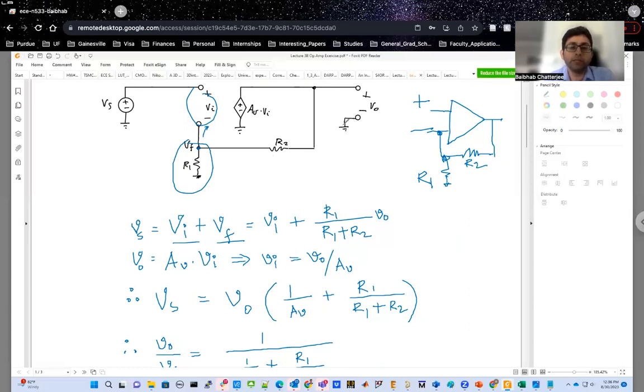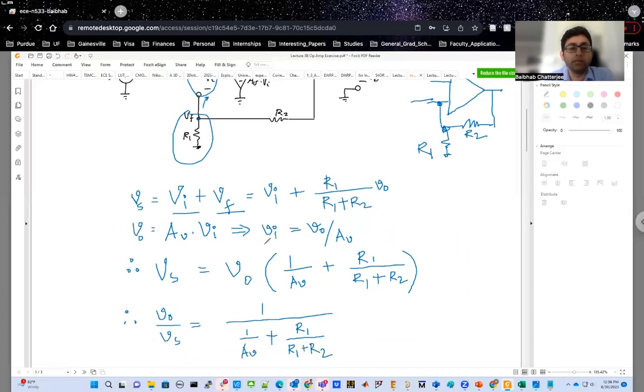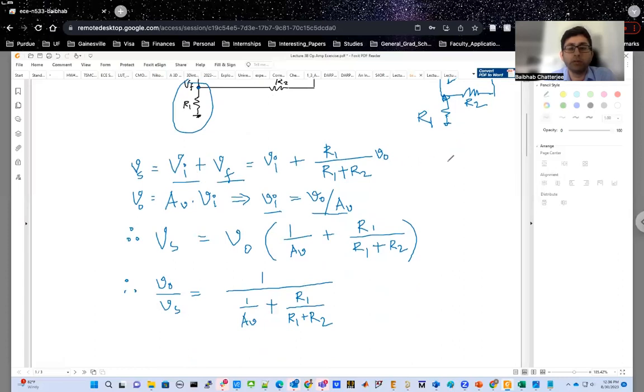Also, you can represent V0 as AV times Vi, because you see that these are the same points. So this terminal is exactly equal to this terminal, which is V0, and this voltage was AV times Vi. So from here, you can represent Vi as V0 over AV. So now we can go back to your first equation. Let's call it equation number 1.